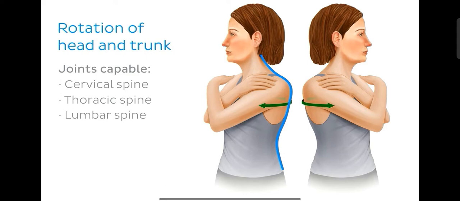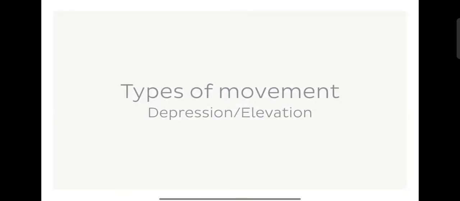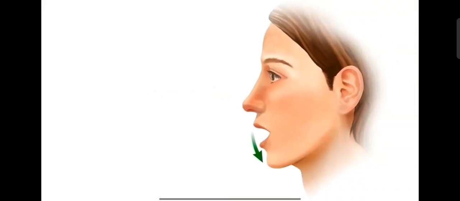These may be less common in the body, but their specificity helps them serve vital functions, and we're going to start with depression and elevation of the mandible. This diagram is showing depression of the mandible, otherwise known as the lower jaw. Depression and elevation are a pair of movements possible only at the mandible.